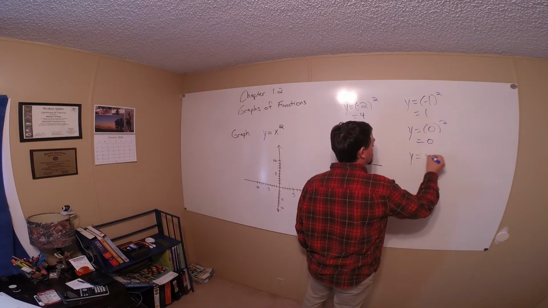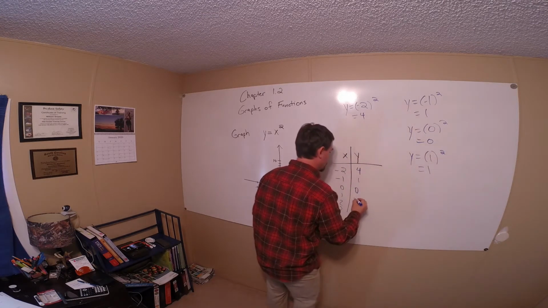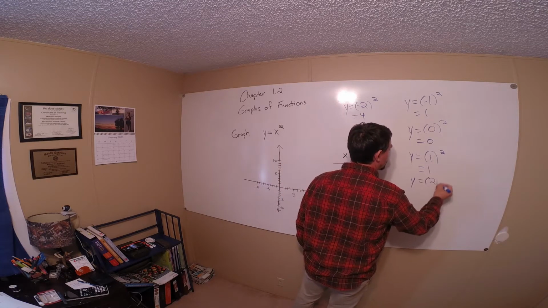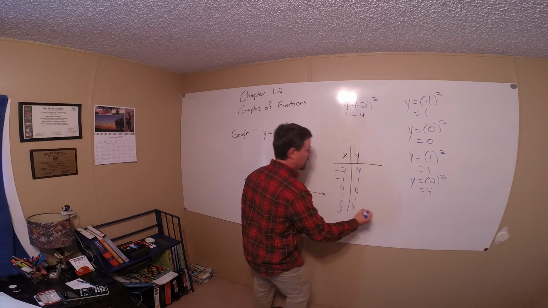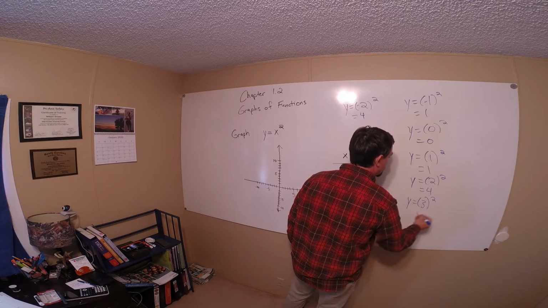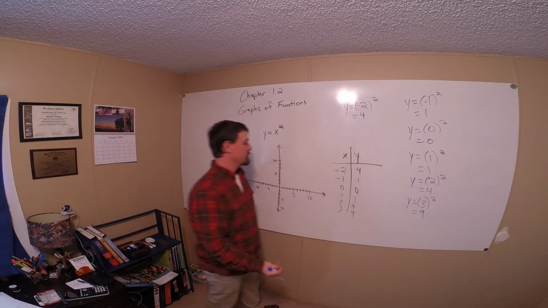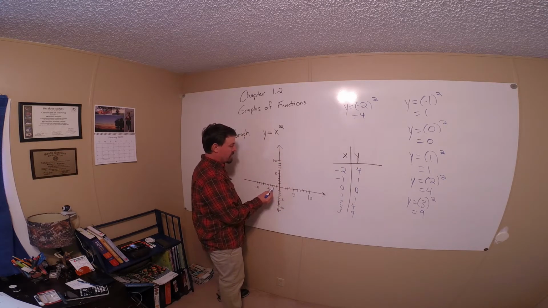If I plug in 1, 1 squared is 1, so my answer is simply 1. If I plug in 2, 2 squared is simply 4. And if I plug in 3, 3 squared is simply 9. So if I go about plotting this graph, I go to -2 on my x-axis.